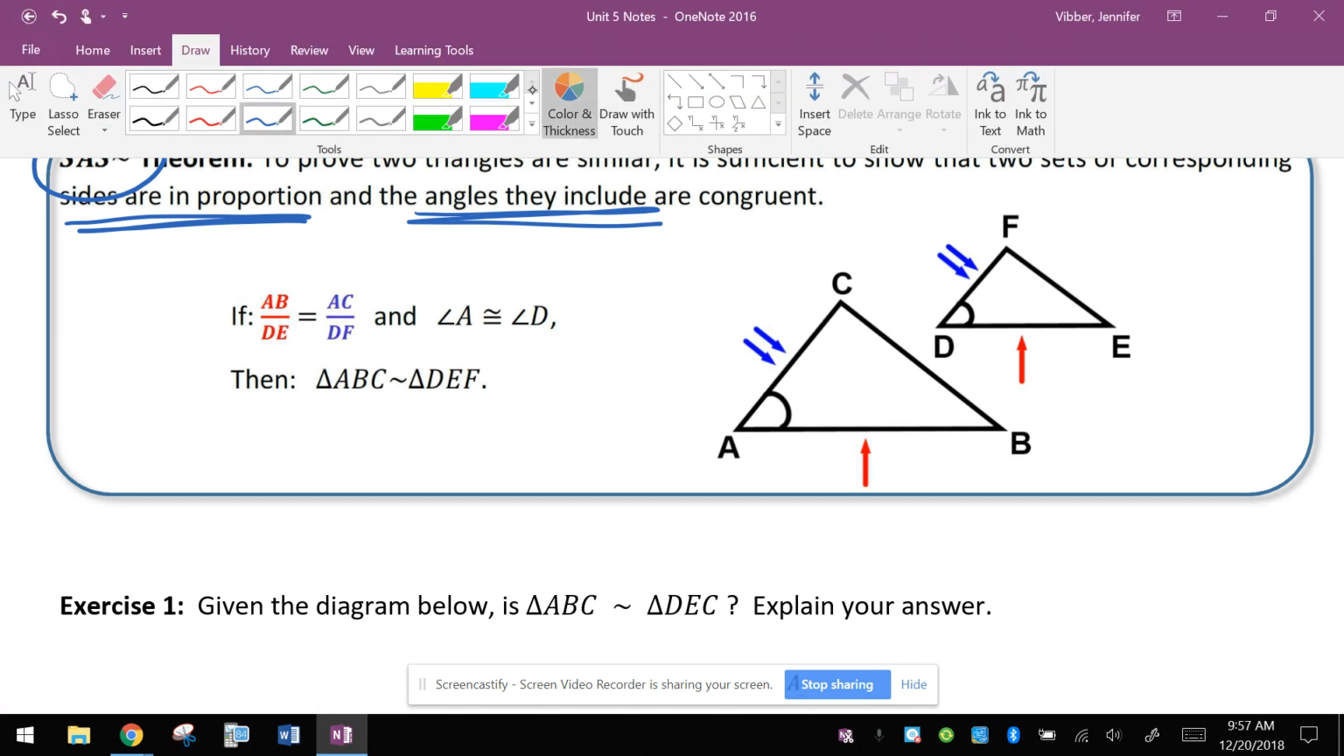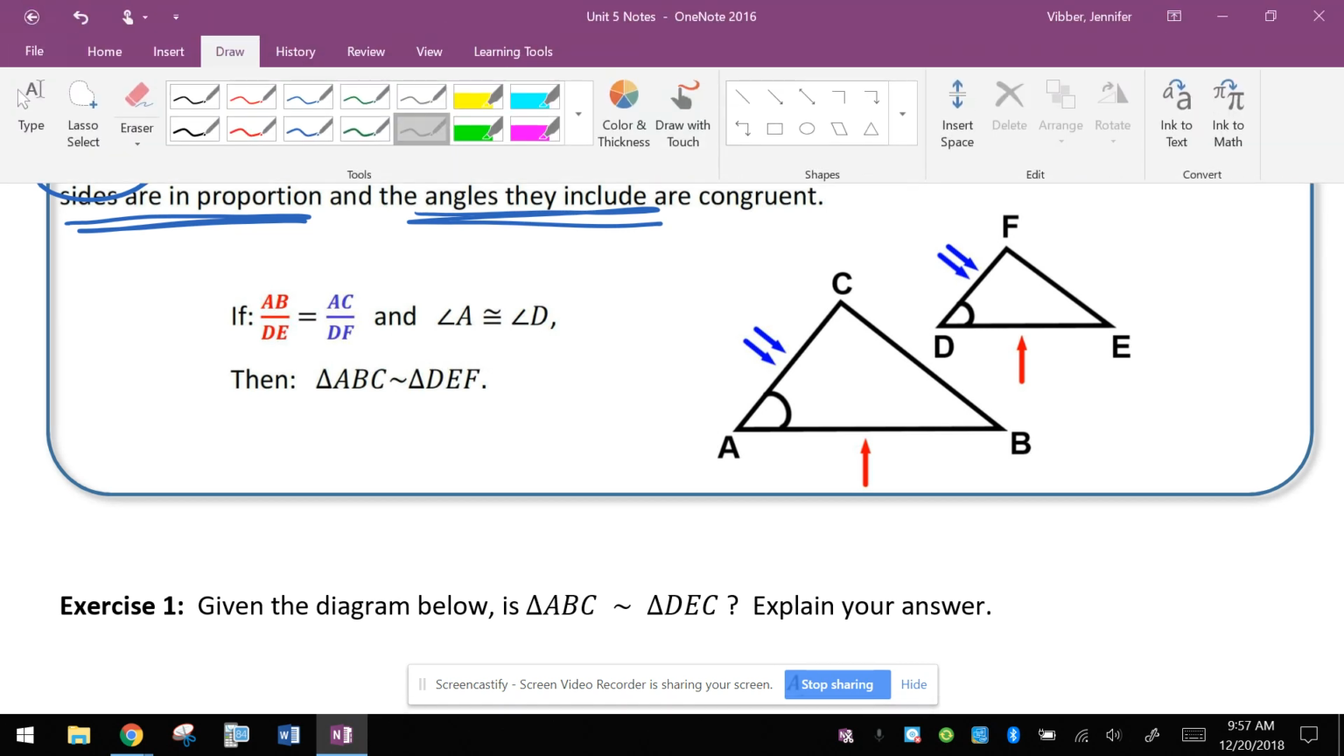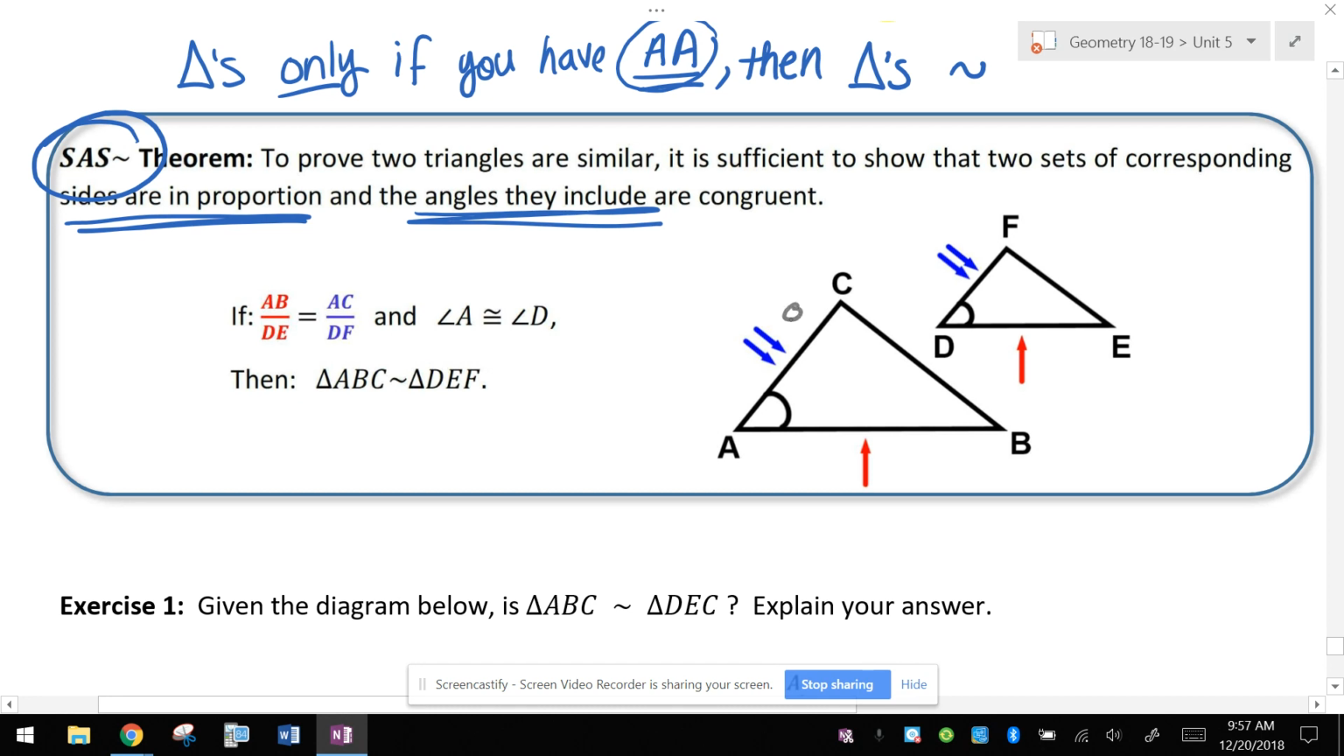So if we can show, for example, down here, I'm going to put some numbers on here, that let's say AC is 8 and DF is 4 and AB is 18 and DE is 9. And I know that A is congruent to D. You see how I have side, angle, side again here? And up here I have the same set of side, angle, side. If I can show that not only do I have that set up, but that 8 over 4 equals 18 over 9, if I can show that there's a proportion, then those triangles are similar.